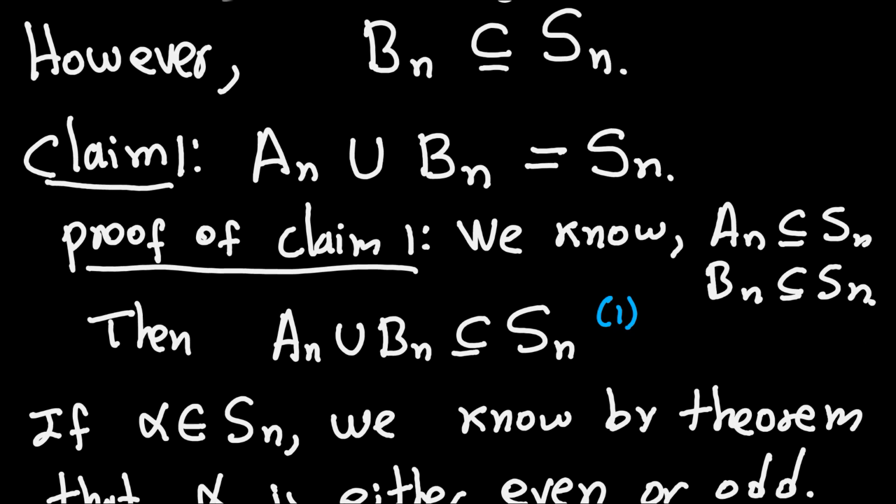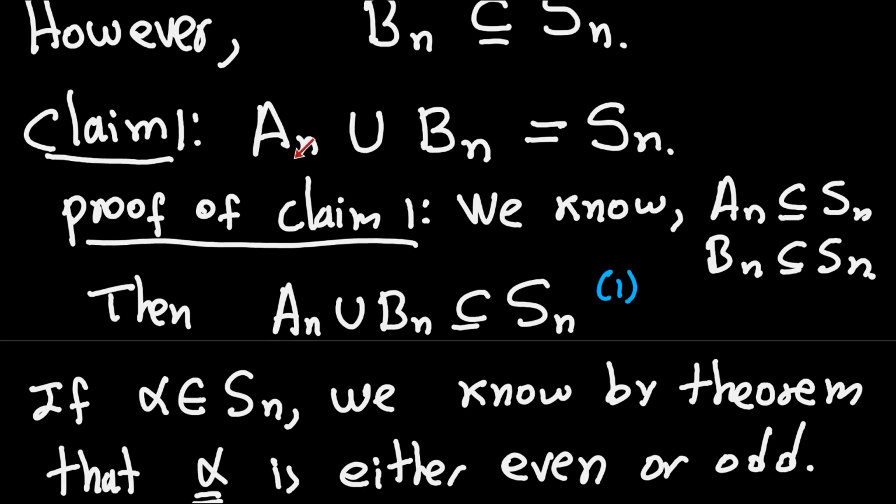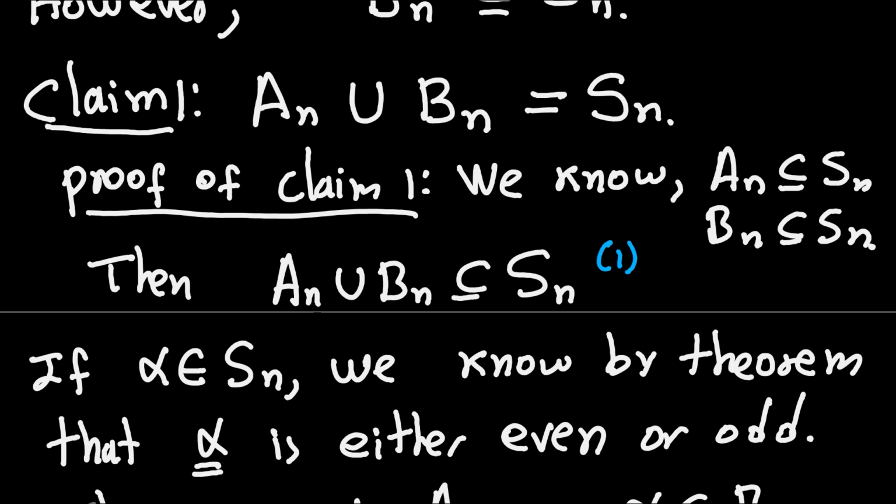So let's look at the first part. We need to show that this set is equal to this one. So I need to prove that this set is included in Sn and Sn is included in this set here. Now, we know that both An and Bn are subsets of Sn. So if you take the union of two subsets of the same set, that of course is still included in the same set Sn. So An union Bn is included in Sn.